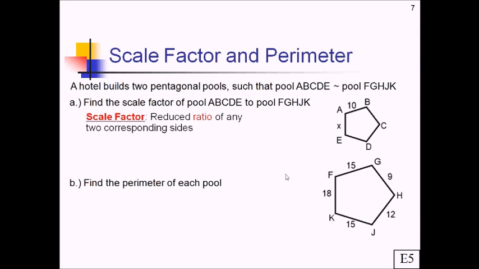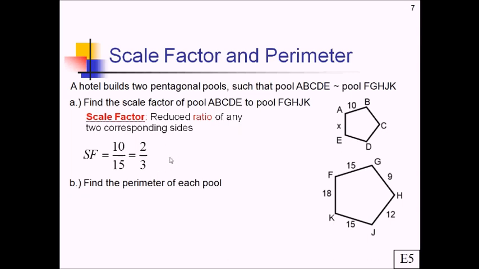The only two sides that we know that go together are this 10 and 15. And again, we know those go together because if you look at the similarity statement, AB and FG are the first and second letters in each of the shape names. So we can then write that the scale factor, I'll just say SF for short, equals 10 over 15, which we can reduce to 2/3.